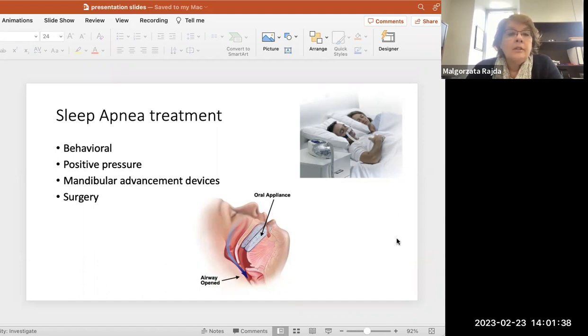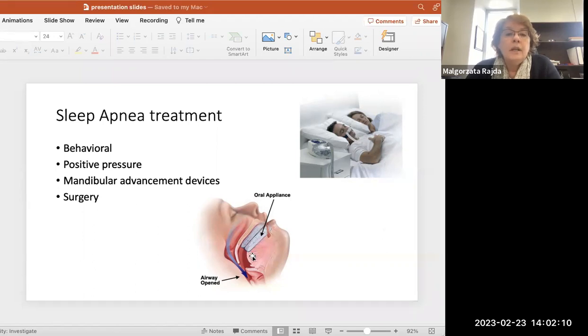The gold standard in treatment is positive pressure devices such as CPAP, which stands for continuous positive airway pressure. And there are variations of the positive pressure therapy such as auto CPAP, where a little bit more sophisticated device will adjust the pressure throughout the night. And there are other forms such as bi-level devices and auto servo ventilation, which are more reserved for specific cases.